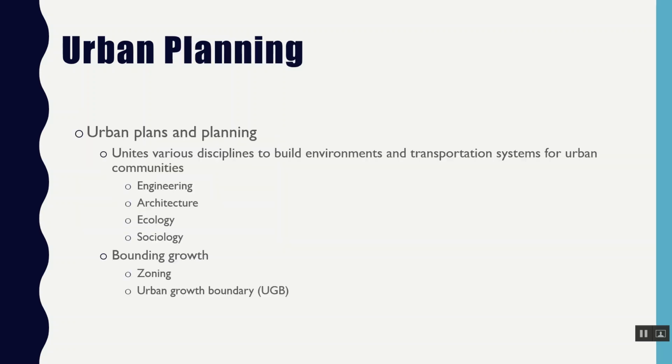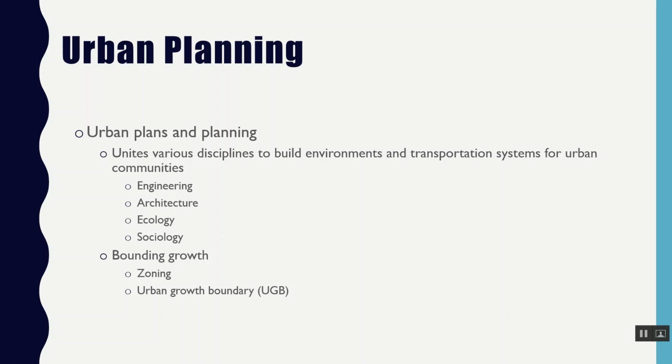So, urban planning. We have an urban planning school at San Diego State, but the idea of urban planning is to unite various disciplines to build environments and transportation systems for urban communities. It combines engineering and architecture and ecology and sociology. And so now we have urban planners, and there have been urban planners for a long time, who are really thinking about the sustainability of a city, zoning things for mixed use, right? So having this mix between business and residential, and then setting up an urban growth boundary.